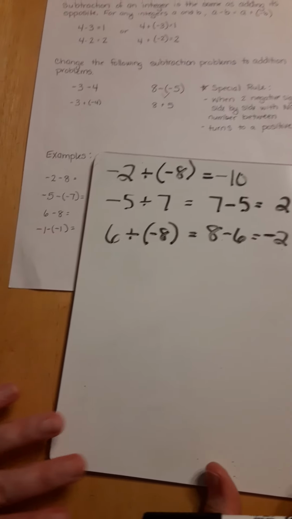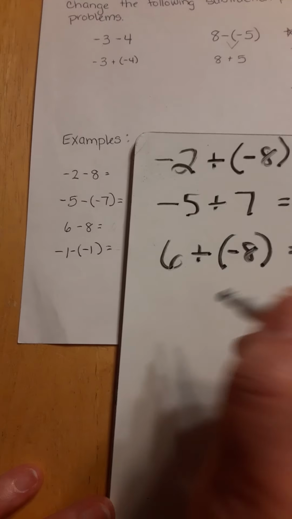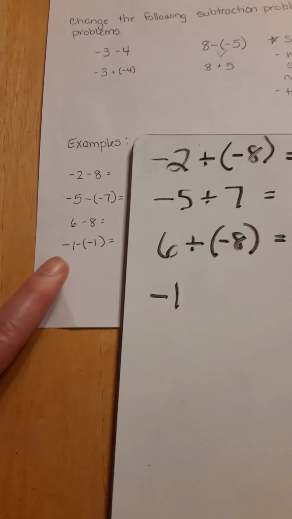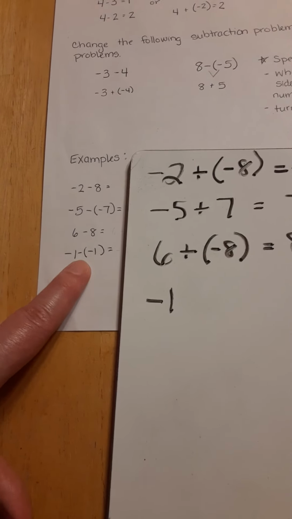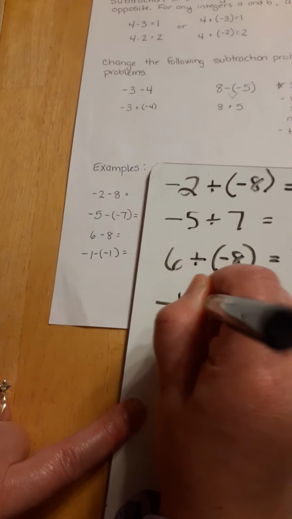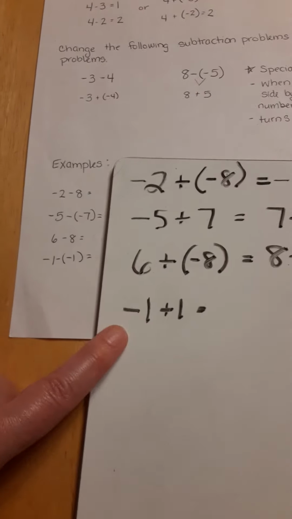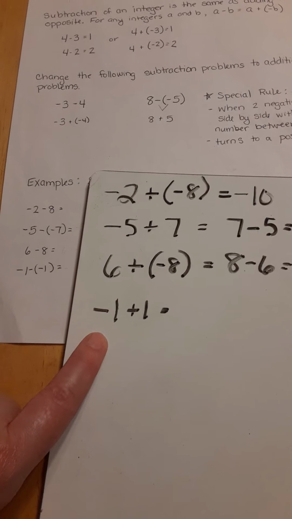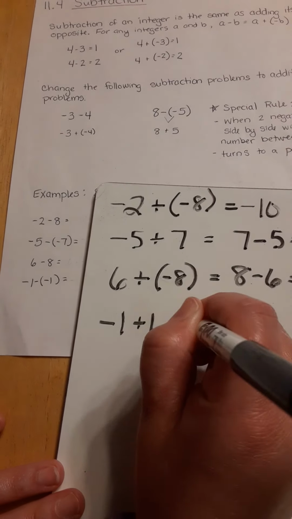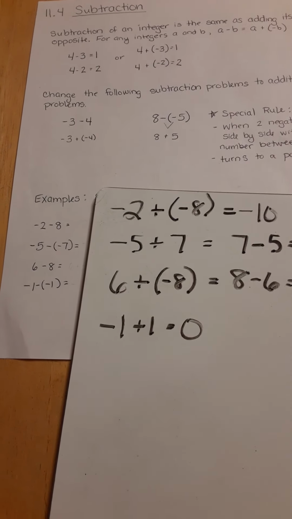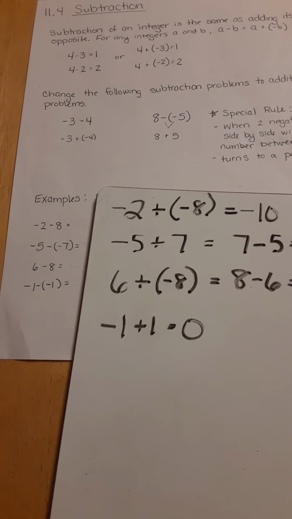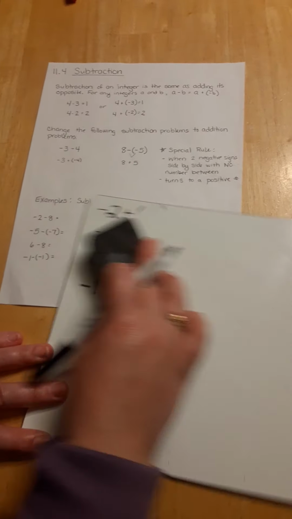Okay, let's do the last one in this row here. You've got negative 1. Here's my special rule. I've got two negatives side by side, so that turns to a positive 1. A negative 1 and a positive 1 ends up as being 0. Okay, let's go ahead and do the problems in the last row here.